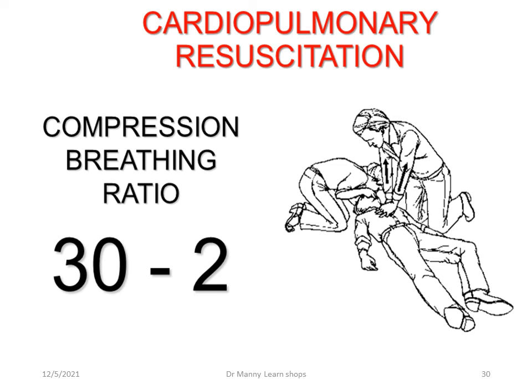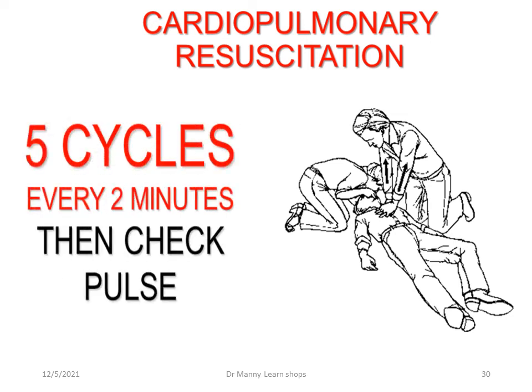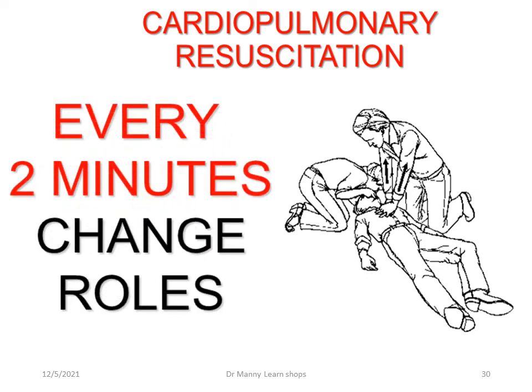With cardiopulmonary resuscitation, the compression breathing ratio is 30:2, with 1 rescuer or 2 rescuers in an adult. You give 5 cycles, which is approximately 2 minutes, after which you check for a pulse and you change roles, because you could get tired and you want to do effective CPR.